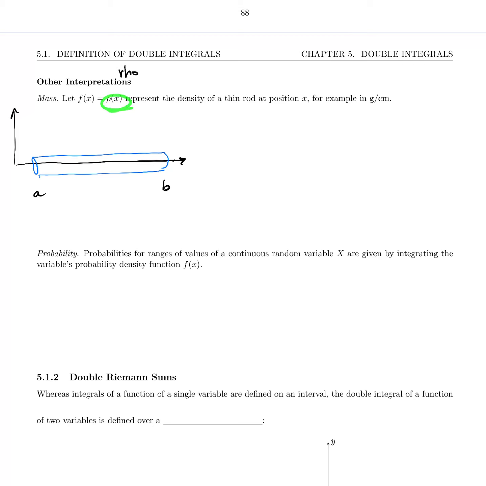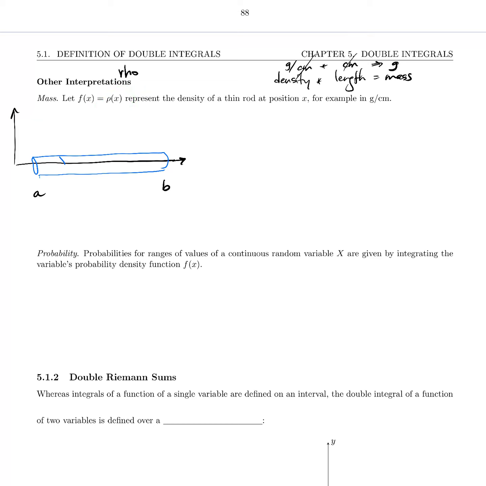Well, all we have is the density, rho. The density is given in grams per centimeter. So we need to multiply the density times the length to get the mass. The idea, if you remember about canceling units, grams per centimeter times centimeters, those units cancel, and you get grams. So we need to multiply the density by the length. But the problem is that that density is changing. So how do we deal with that?